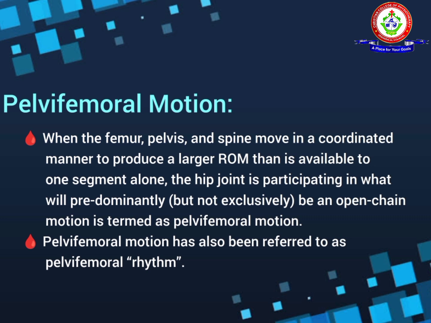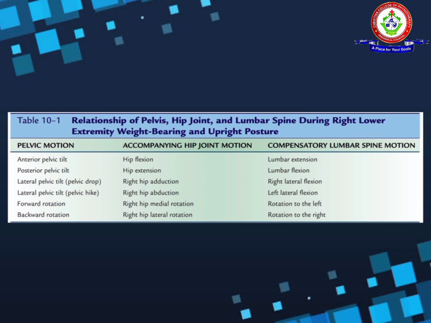Then we can see about pelvifemoral motion. What is pelvifemoral motion? When the femur, pelvis and the spine move in a coordinated manner to produce a larger range of motion than is available to one segment alone, the hip joint is participating in what will predominantly be an open chain motion, termed pelvifemoral motion. Pelvifemoral motion has also been referred to as pelvifemoral rhythm. Here in this table, you can view the relationship of the pelvis, hip joint and lumbar spine during right lower extremity weight bearing and upright posture.